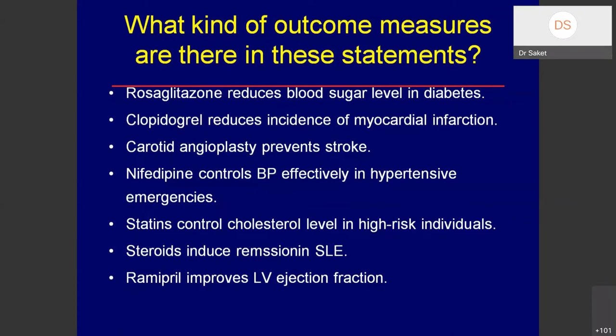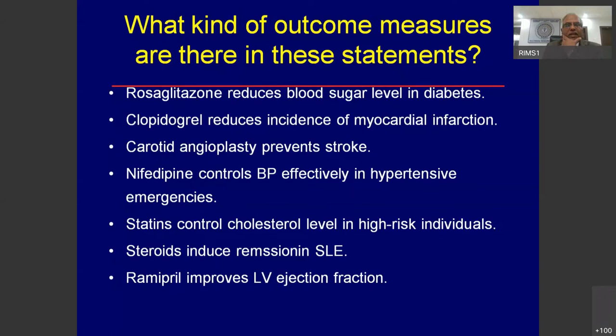Right. Clopidogrel reduces incidence of myocardial infarction. Is it dichotomous outcome or continuous outcome? It is a dichotomous outcome, because myocardial infarction may be yes, myocardial infarction, no. So that is how you will have in the numerator number of myocardial infarction cases and denominator will be total population.